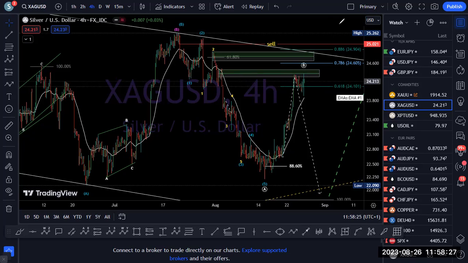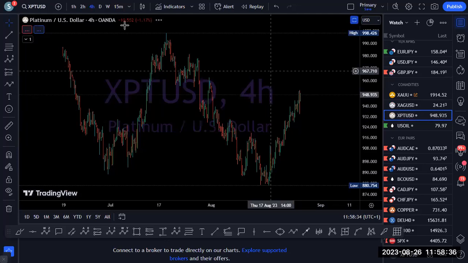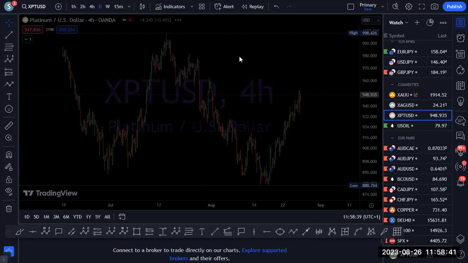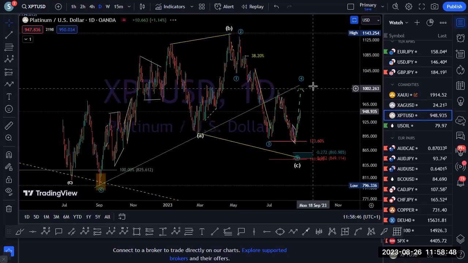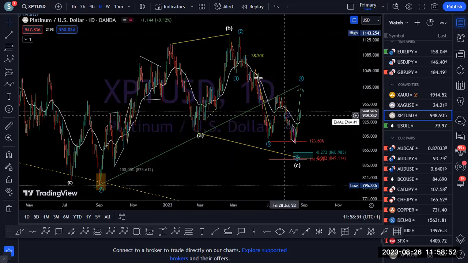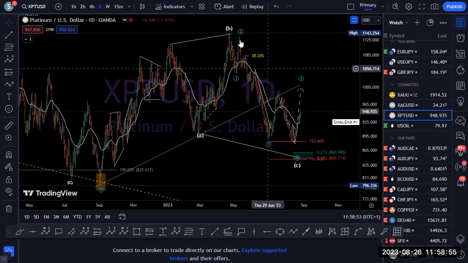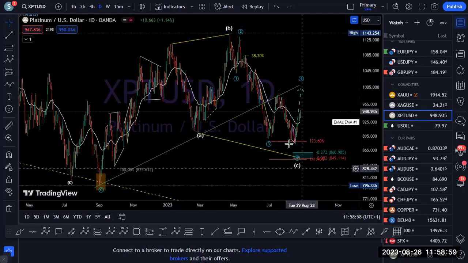Okay. Platinum. Platinum last week, last 2 weeks, last 3 weeks, I said expect expanding flat. And exactly that is happening now. So this wave B is making another expanding flat. I mean the 1, 2, 3, 4. Wave 4 of this wave C is making an expanding flat.